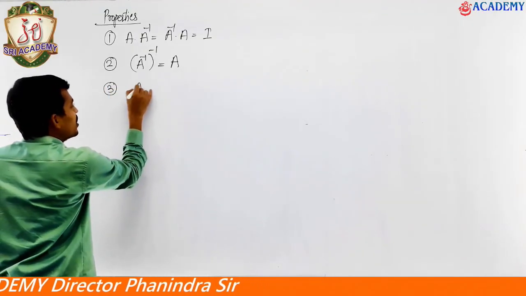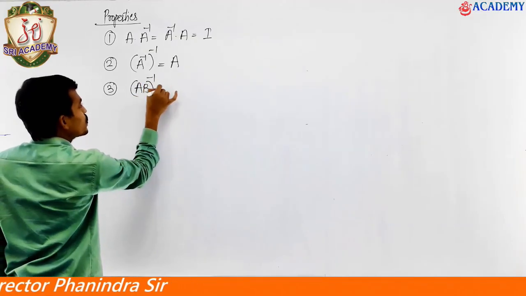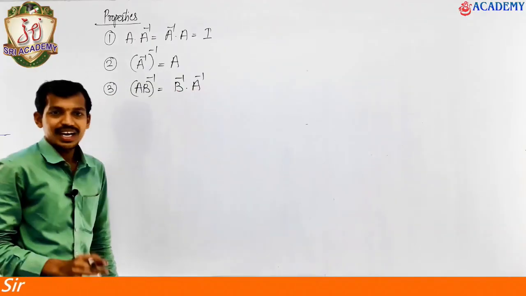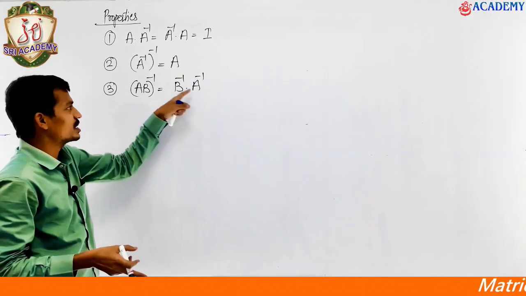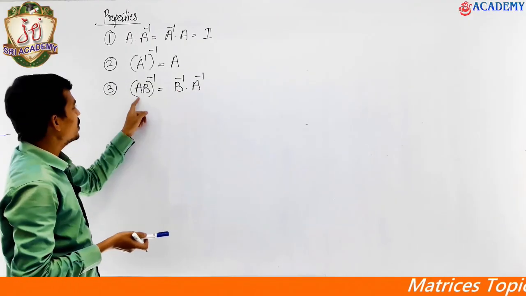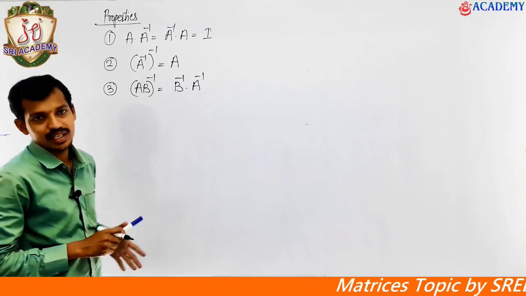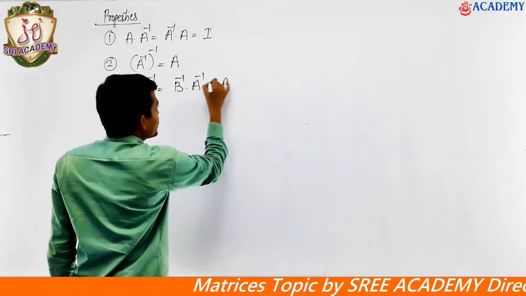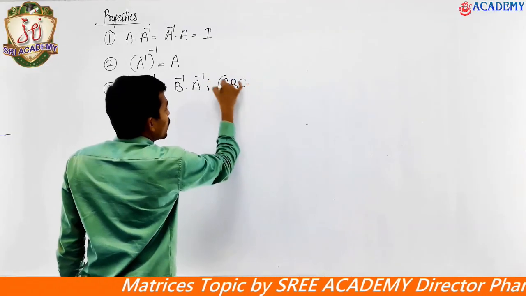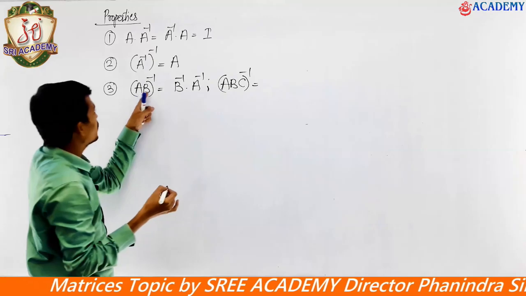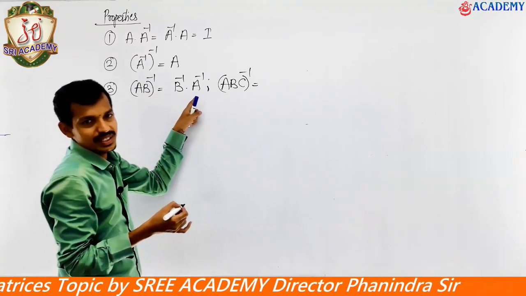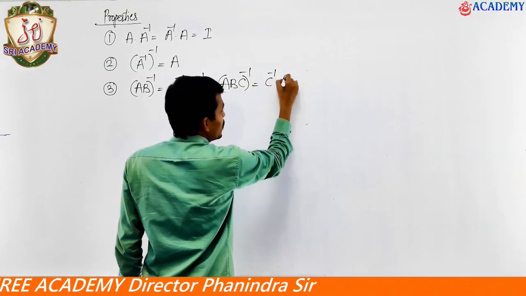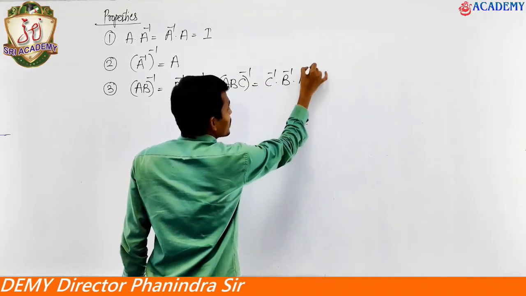And (AB) whole inverse equals, we have to write B inverse into A inverse. Like (AB) whole transpose equals B transpose A transpose, here (AB) whole inverse equals B inverse into A inverse. Sometimes he will give it like this also: (ABC) whole inverse equals C inverse into B inverse into A inverse.